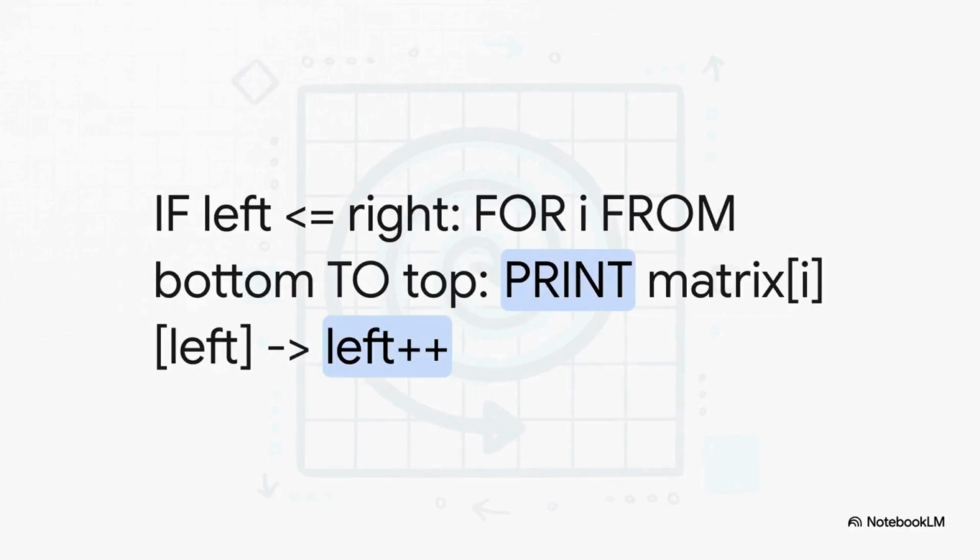Finally, step 4. Very similar to the last step, we do another safety check. If the left and right walls are still valid and haven't crossed, we loop from the bottom all the way up to the top along the left column. We print those elements, and upon reaching the top, we increment the left boundary with left plus plus. And just like that, we've successfully completed one full continuous spiral rotation.